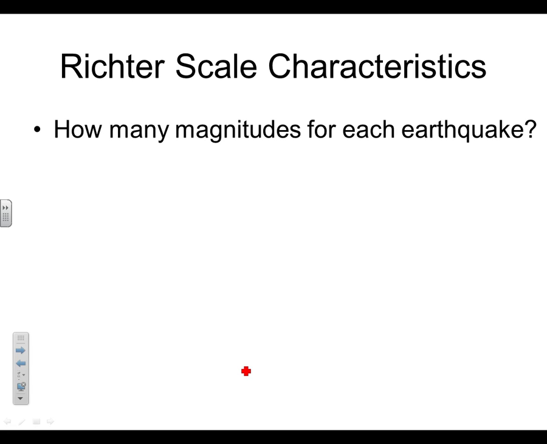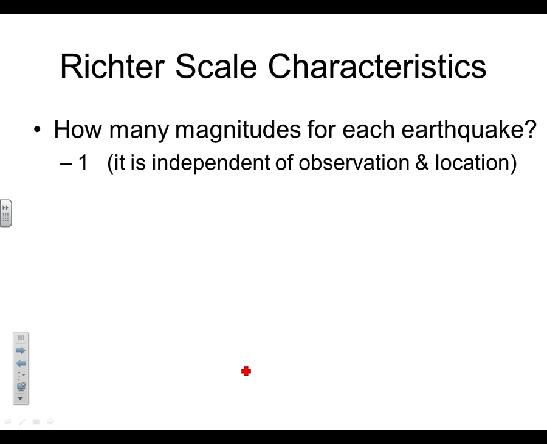So a few characteristics about the Richter scale. How many magnitudes does each earthquake have? It only has one. Remember, it's how much the ground moved or how much energy was released at the epicenter. So there is only going to be one magnitude for that. If we say it's a magnitude 8.9 earthquake, that's what it was. No matter where you measured it around the world, you're going to get an 8.9 earthquake. And I'll show you in the lab how you do that, and you get the same one.